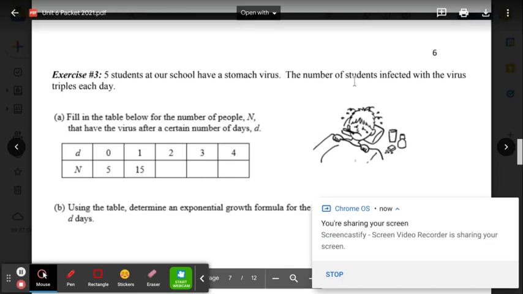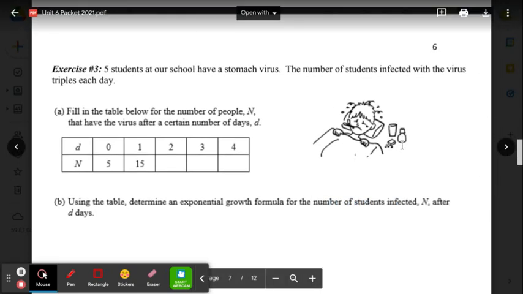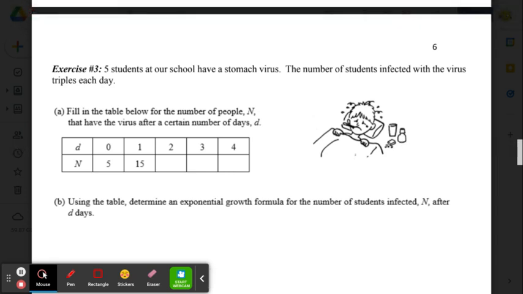So moving on to exercise number 3. This is more like a homework type situation. So you're going to follow along on Edpuzzle. You're going to put the answers in, and then you're going to follow along with the video.